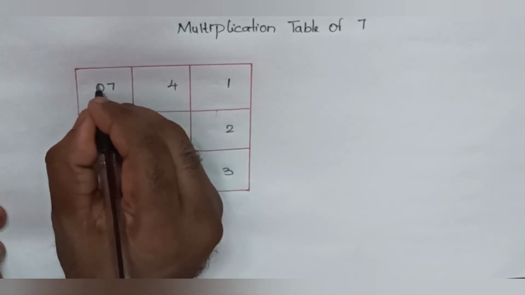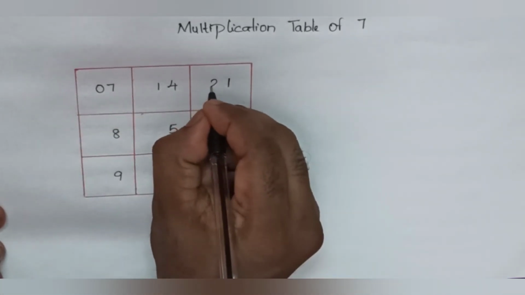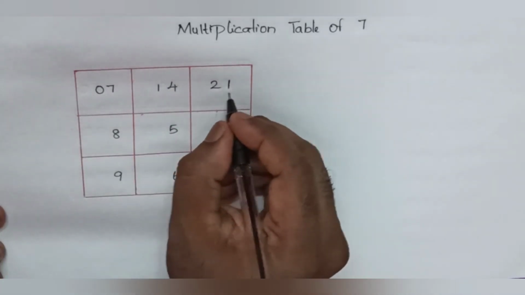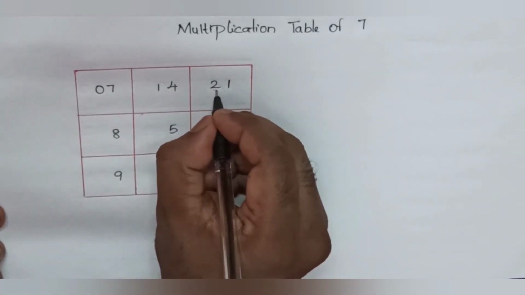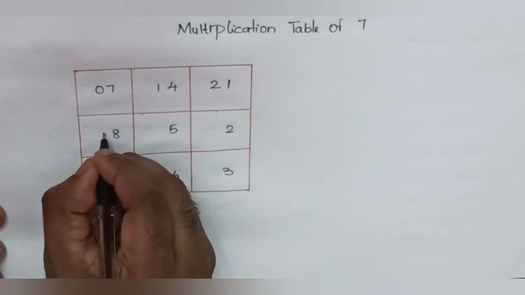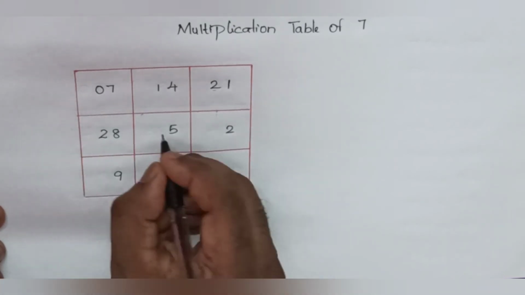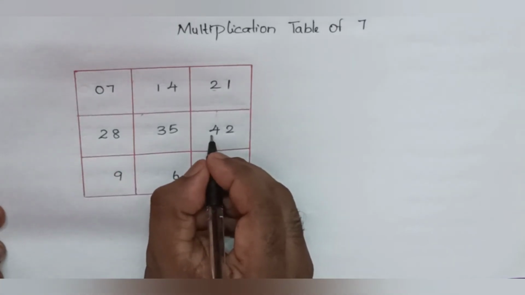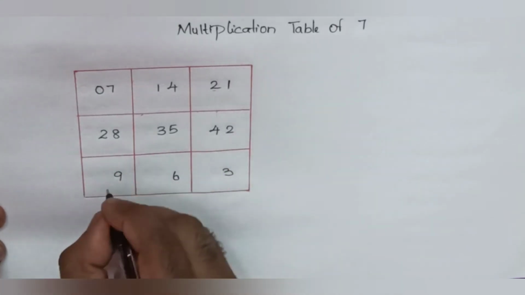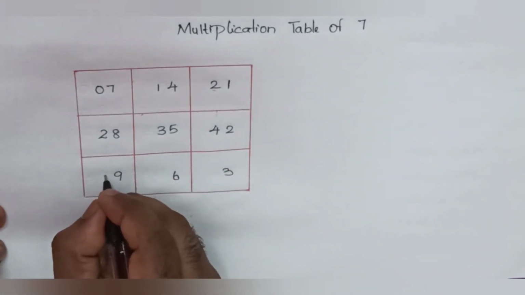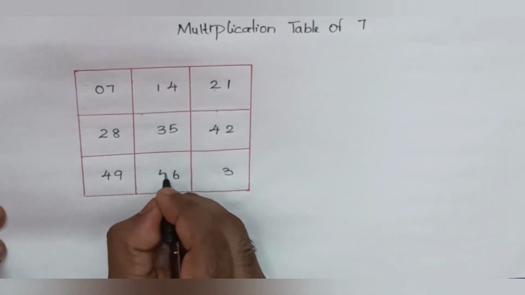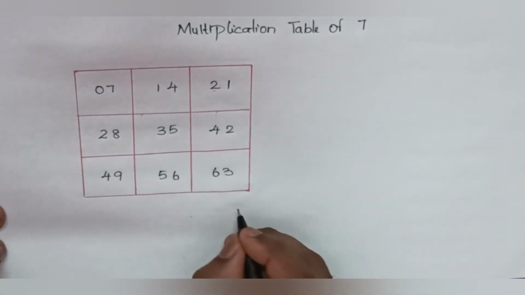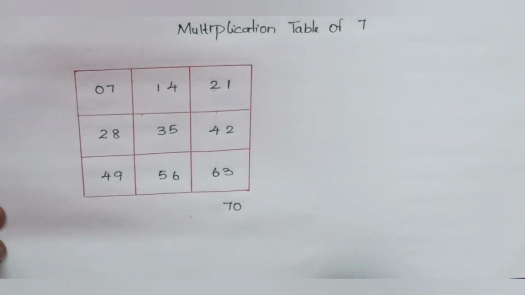Here 0 1 2. First row ends with 2. The second row you have to start with 2. Okay. 3 4. The second row ends with 4. So in the third row you have to start with 4. 5 6. Finally 70. Okay. That's all. This is the easiest way.